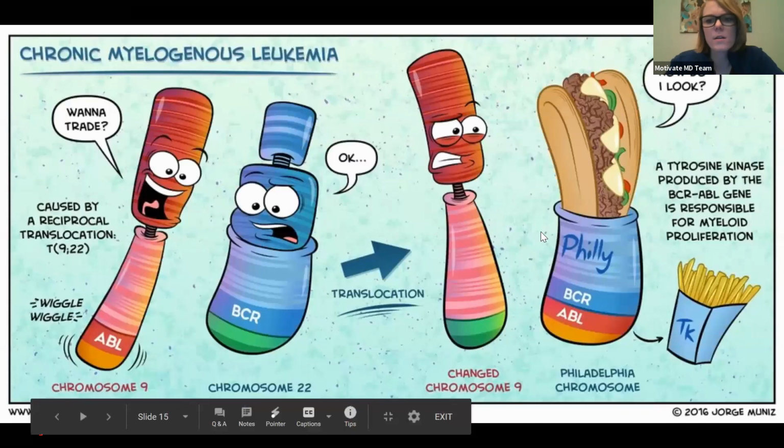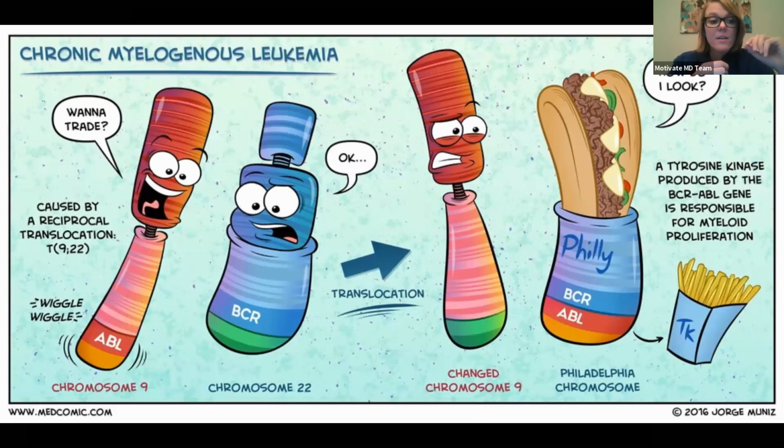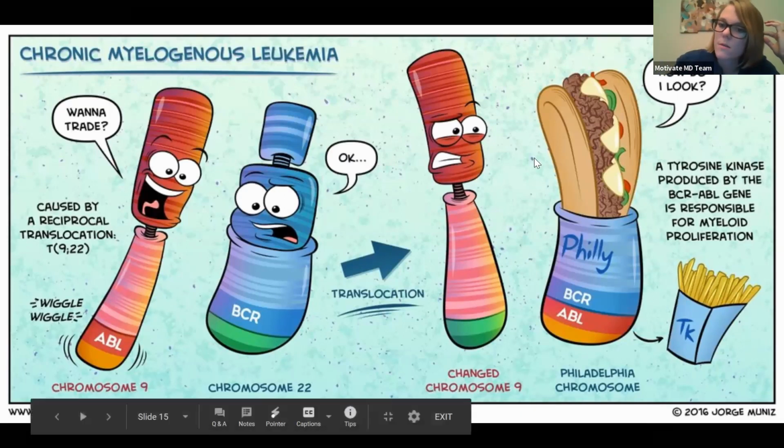So this is a cartoon about this. As we talked about, the ABL from chromosome 9 and the BCR from chromosome 22 translocate. It's a balanced reciprocal translocation, which means the same parts translocate, which leads to this Philadelphia chromosome. They put a little Philadelphia cheesesteak there to show you that, which leads to the tyrosine kinase and the uncontrolled cell growth. So that's a cartoon about it.